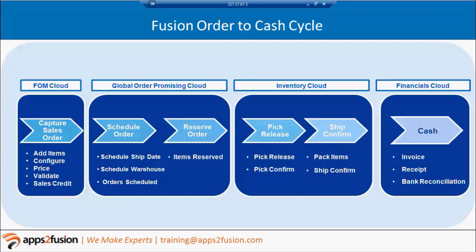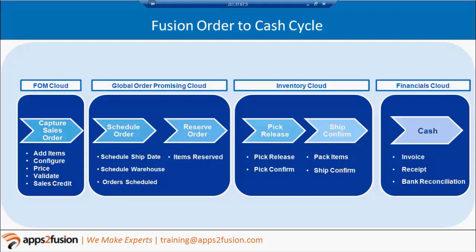So for that, we have different mechanisms to get these orders into the Fusion system, into the order management system. Okay, so that's the FM cloud. From R11, you have directly creating the sales orders in the FM cloud. So coming to the Global Order Promising Cloud, it is a simple piece.